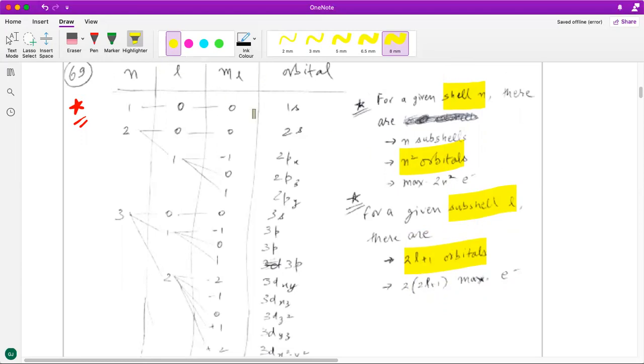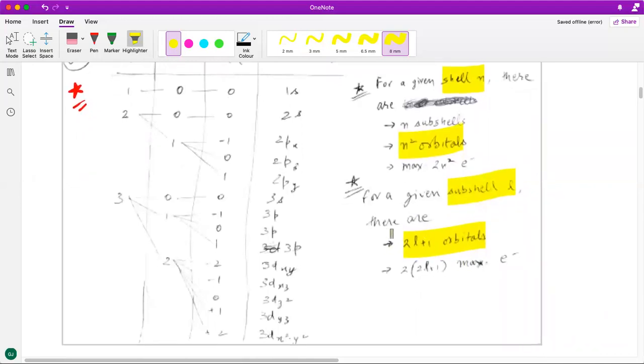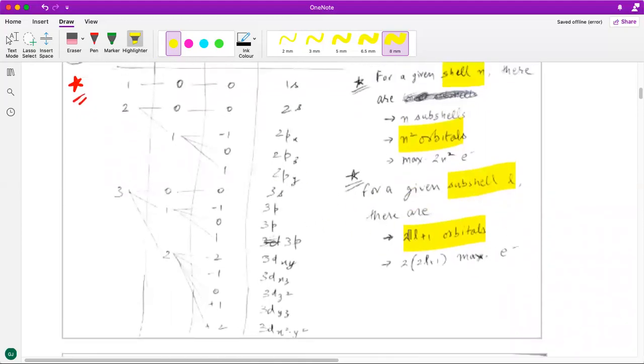This is not something that might have been covered yet, but within an orbital, there can be only a maximum of 2 electrons. We'll talk about it in the upcoming lecture also. So in a given subshell, you can have 2 times 2L plus 1 electrons, and the L value goes from 0 to n minus 1. So you substitute those values of L and do the calculation for all the subshells within a shell.